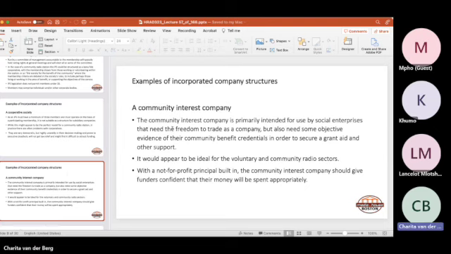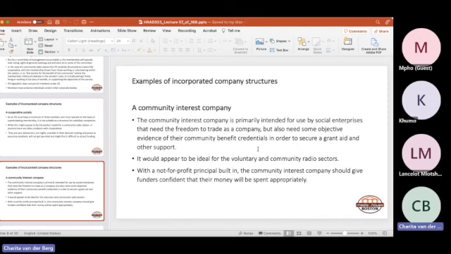So then we get a community interest company. Okay. So the community interest company is primarily intended for use by social enterprises that need the freedom to trade as a company, but also need some objective evidence of their community benefit credentials in order to secure grant aid support. Okay, so in other words, just once again, this is a relatively new option for radio organizations that are looking for a corporate structure.